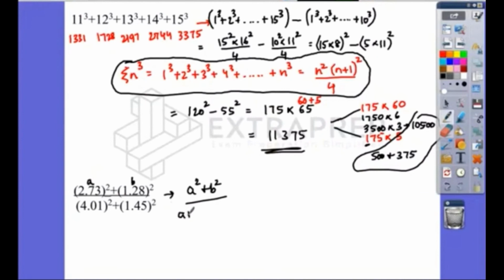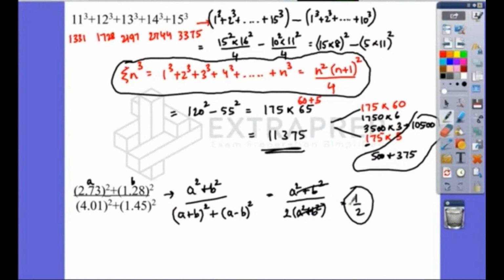4.01. So this became a plus b whole square. What's the value of a minus b? 2.73 minus 1.28 gives you 1.45. So this became a minus b whole square. That's equal to, you have a square plus b square in the numerator. A plus b whole square is a square plus b square plus 2ab. A minus b whole square is a square plus b square minus 2ab. Plus 2ab and minus 2ab get cancelled, and you're left with 2 times a square plus b square. This and this get cancelled, and the answer is 1 by 2. That's all. Is it understood?